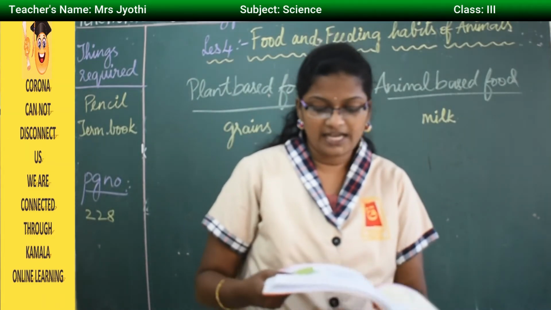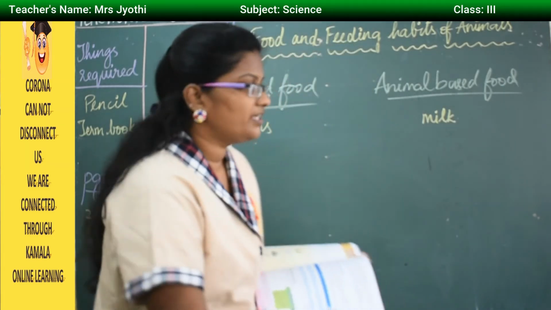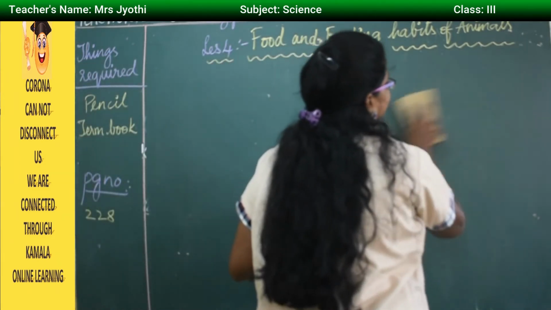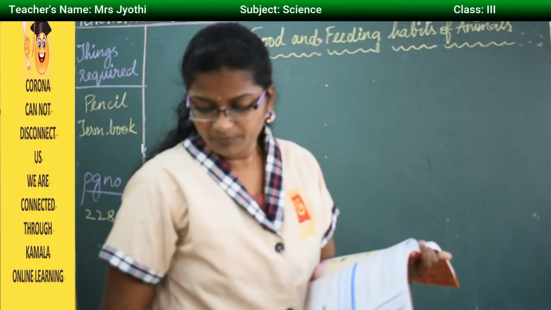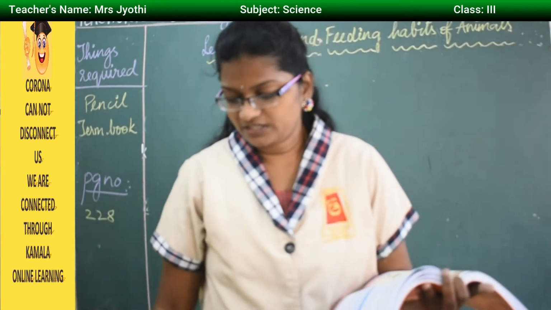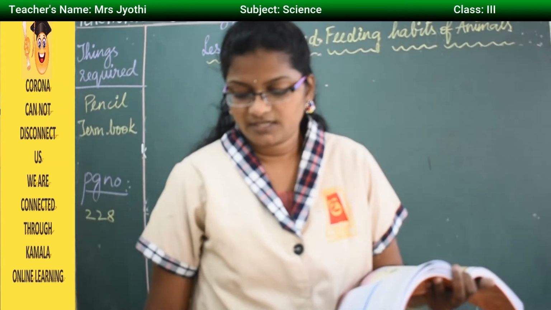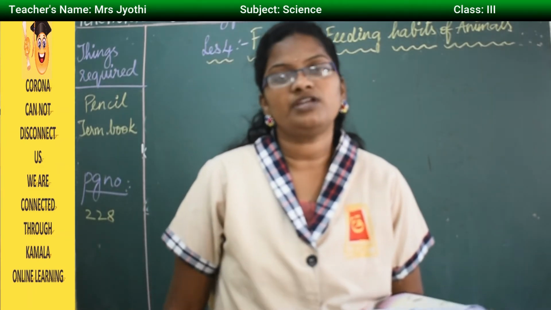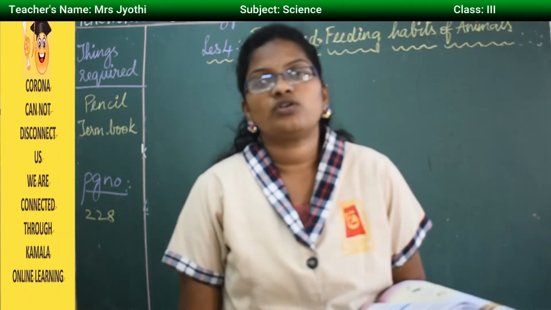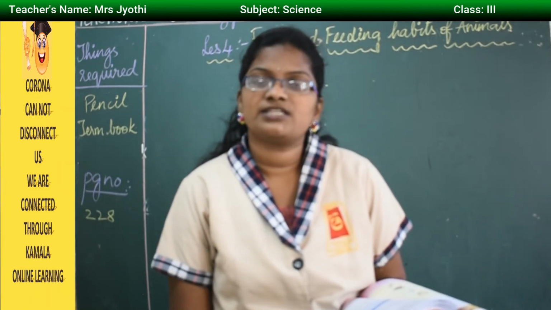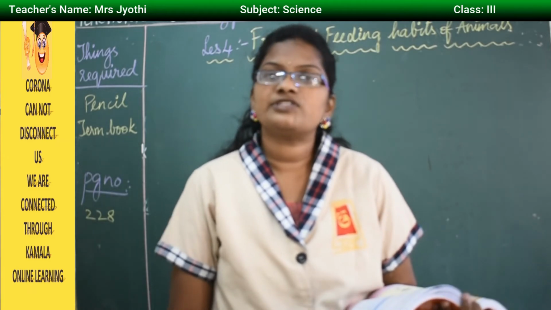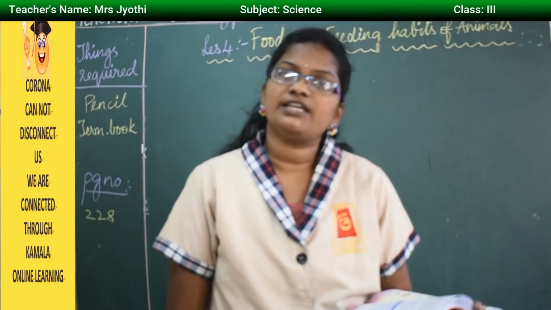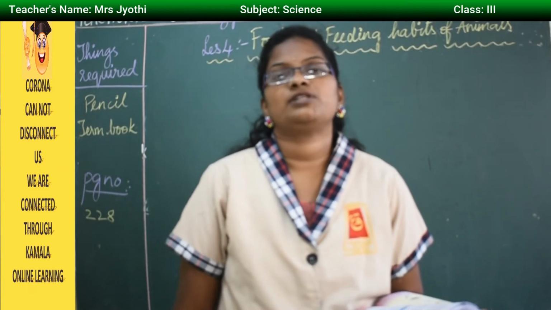Then animals and their eating habits. The next topic is animals and their eating habits. So what type of food do you eat? You eat the food which comes from plants, then the food which comes from animals. Yes, both we are going to eat. If you take a goat, it eats only plants. And if you take a lion, it lives in the jungle. But even though it is going to hunt the animals and eat only the flesh of other animals.